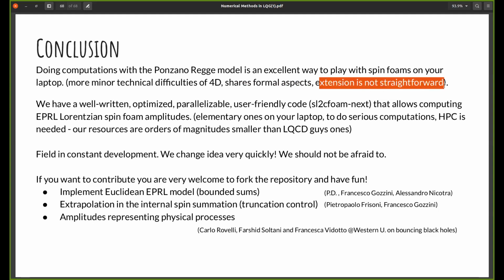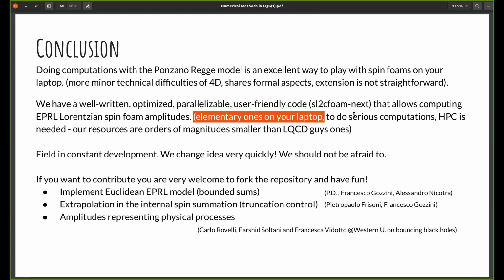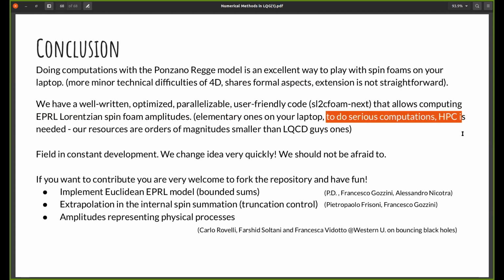Unfortunately, what you cannot do is extend the results in a straightforward way from 3 to 4 dimensions. The second message is that we have a well-written, optimized, parallelizable, user-friendly code that is set to see from next, that is ready for use and allows computing the EPRL Lorentzian spinform amplitudes. The elementary ones you can also do on your laptop, but to do serious computation, you need high performance compute.